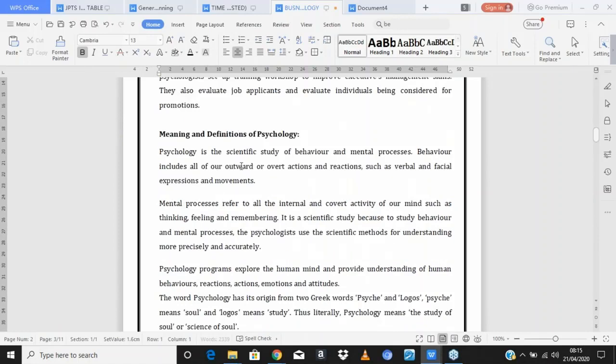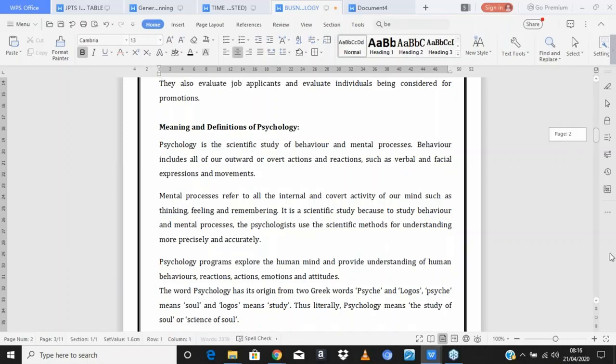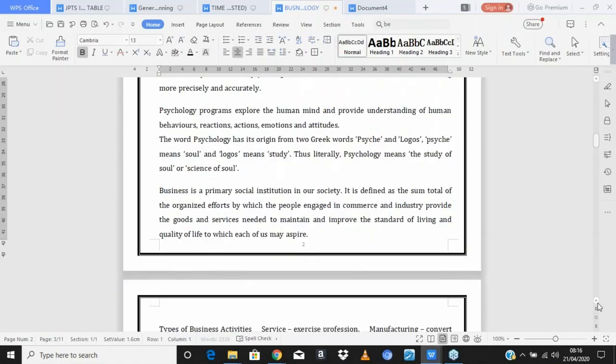Psychology is the study of behavior and mental processes, and this behavior includes all forms of outward reactions that can be verbal, facial expressions, and movement. If we put these two words together, we have business, which has to do with transactions, entities, and organizations, and psychology, which has to do with the study of behavior. So we can say that business psychology is the study of human behavior and mental processes and how it applies in business and other aspects of life. That's what we are going to be looking at in broad terms in this course.